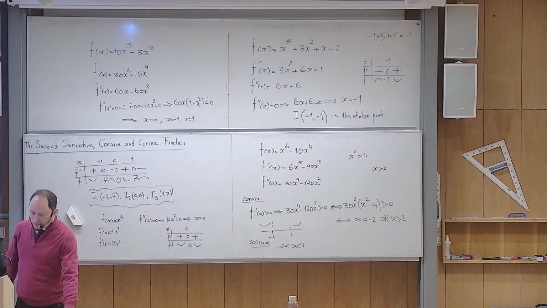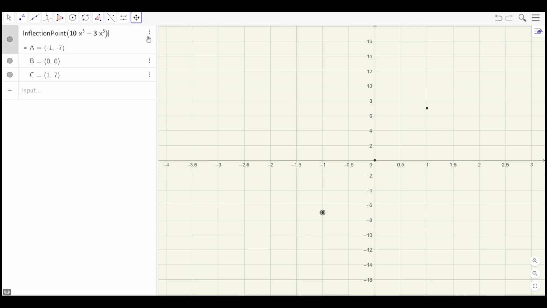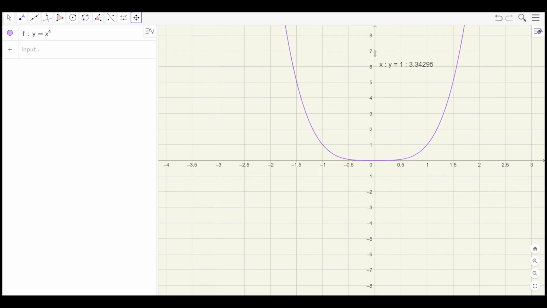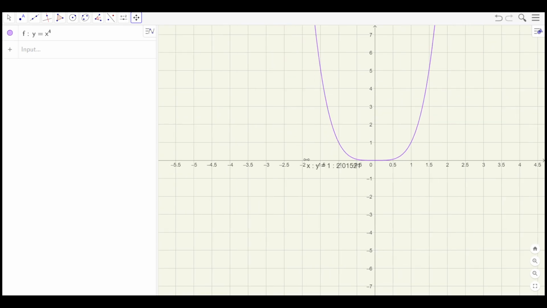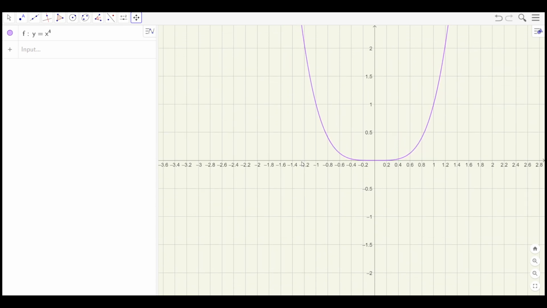And if you go back to GeoGebra to confirm that, we can draw the graph of this one very easily. So let me get rid of them. Okay, so I would write y equals x to the power of 4, and that is your function. And I don't think there is a trick of rescaling. If you want, I can rescale it in any way that you like, but still you don't see any inflection point here.